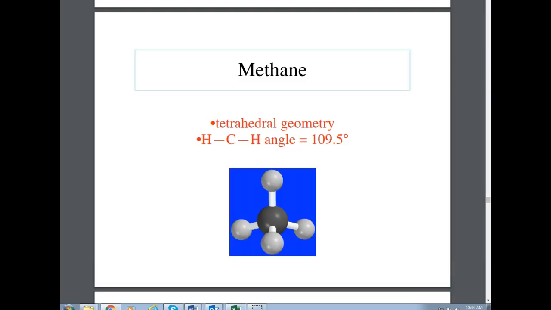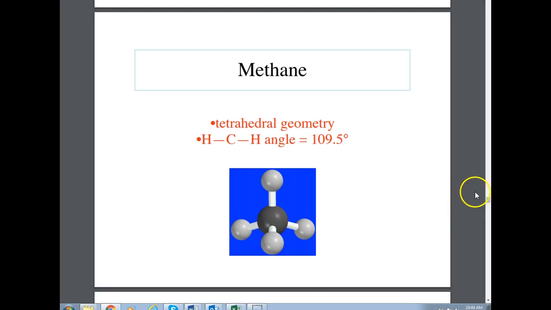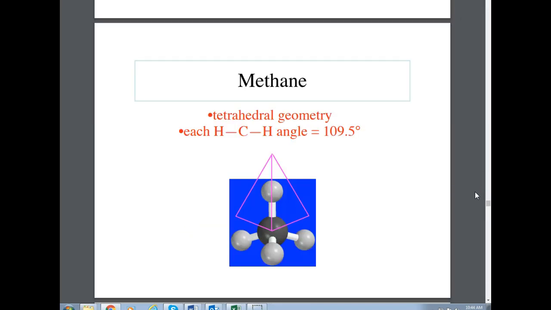So in methane, the central atom is carbon, and then we have 4 hydrogens hooked to it. Each one of these bond angles is 109.5 degrees. And so degree measures are important to try to figure out what the geometry is and also what the polarity is in molecules. So what we're talking about is just where are the nuclei and how are they attached to the central atom. So we're talking about a central atom and who's hooked up to it.